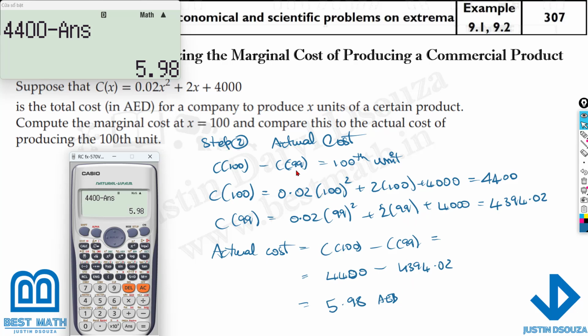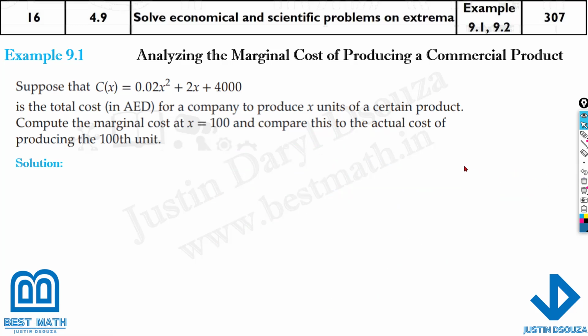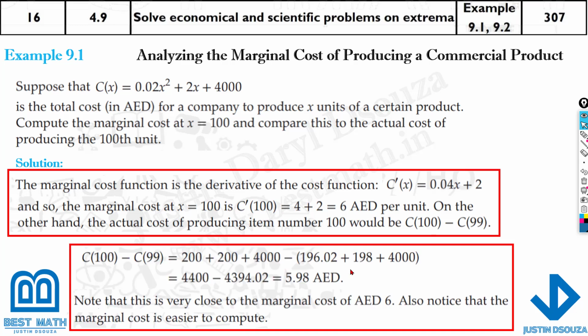Now let's compare. The last step was to compare. If you compare the marginal cost, it was 6 dirhams and this is 5.98. It's almost equal. You can just write it's almost the same. So these two steps are very important, step 1 and step 2, finding the marginal cost and the actual cost, and that is it. So here we can see through the solution as well. We get these two. So note it's very close to the marginal cost.